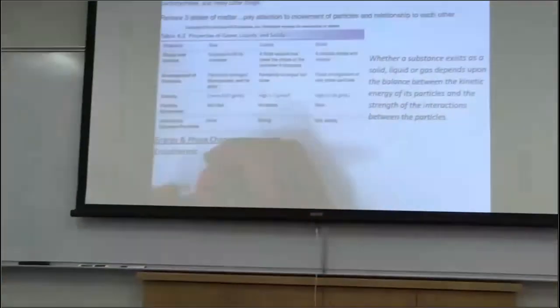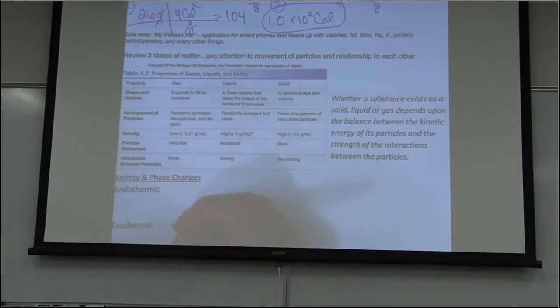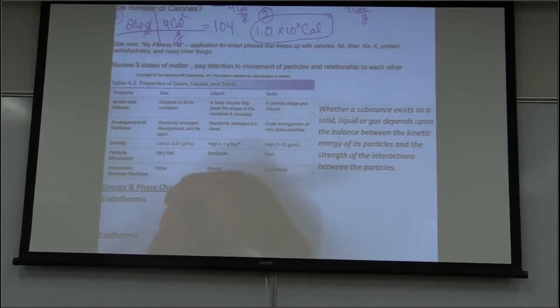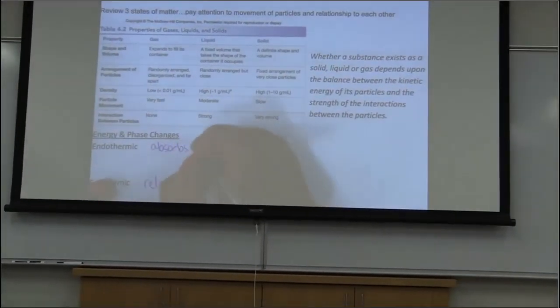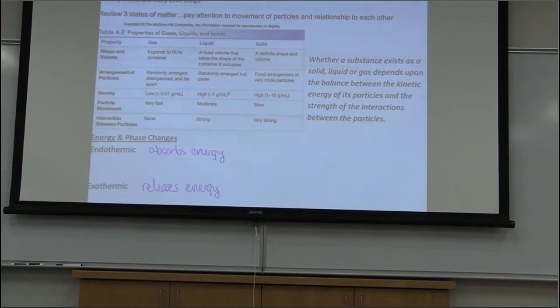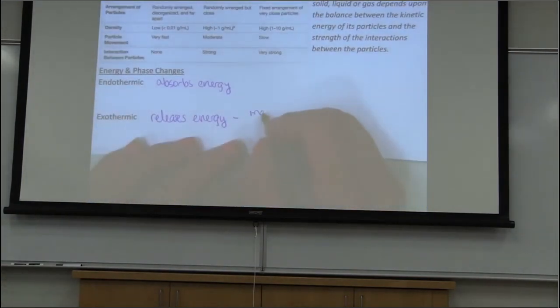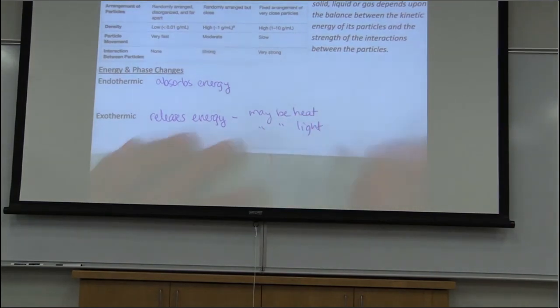Endothermic means, anybody know? Anybody know what exothermic means? Exothermic is releases energy, and endothermic is absorbs energy. Endothermic is absorbing energy, exothermic is releasing energy. I do want to point out that a release of energy may be heat, it may be light. An exothermic reaction is what you see in a glow stick. That's giving off energy. That would be an exothermic reaction.